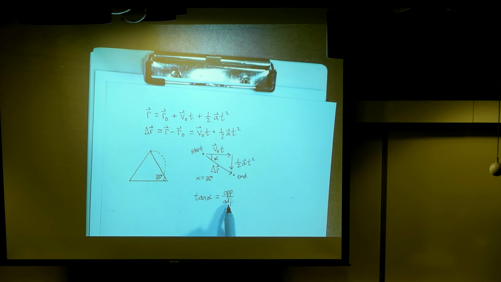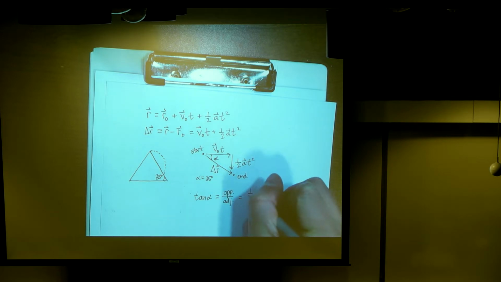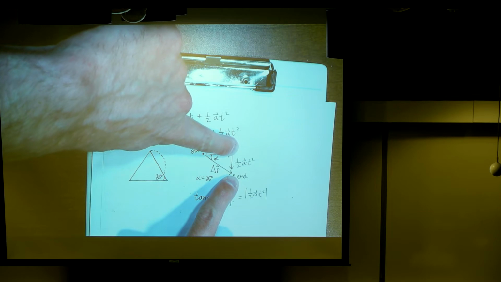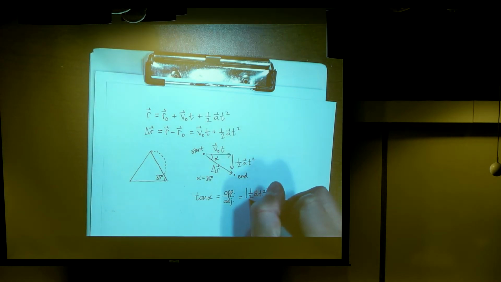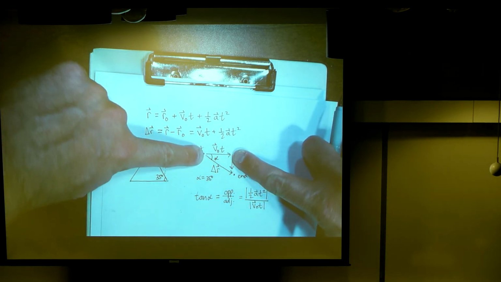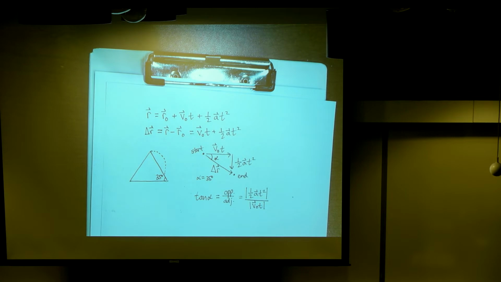What's the opposite side from my angle alpha in this diagram? Acceleration. Yeah, it's this 1/2 at squared, but let's think of it as the magnitude, because I just care about the length of this side, right? And then what's my adjacent side in the diagram? What's the adjacent side to the angle? It's the v0 t, okay? But again, if I'm thinking of this as a length in a triangle, then we're referring specifically to the magnitude, okay?